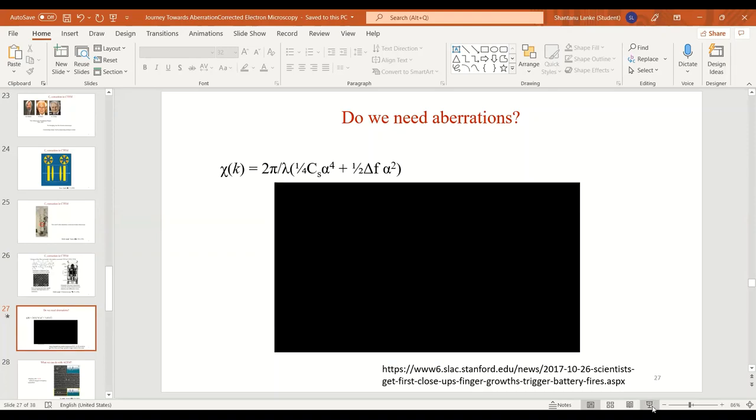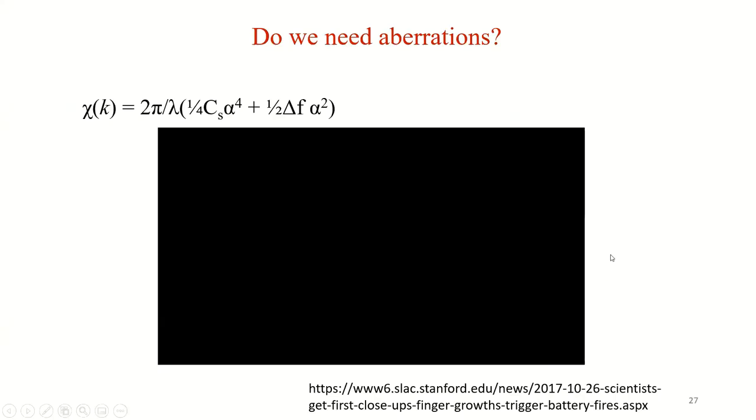Do we need these aberrations? Why can't we make the aberrations zero? We can bring the aberrations down to zero. This is delta F, the defocus value, which we can control easily by changing the objective lens excitation. We can make it zero, positive, or negative, that is, over focus or under focus respectively. And now we are able to correct for CS too.